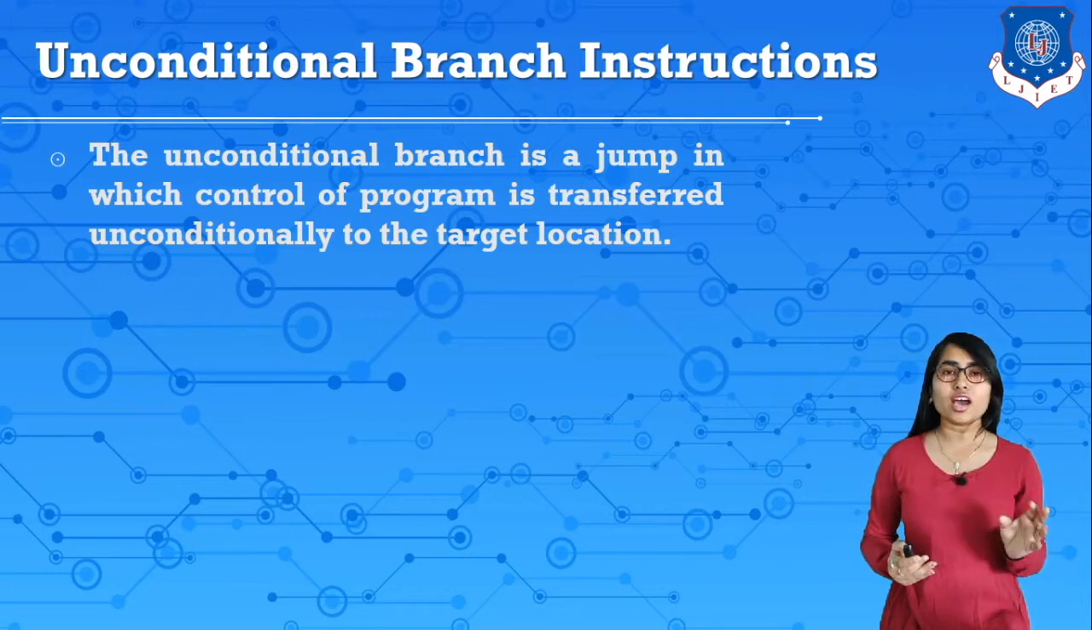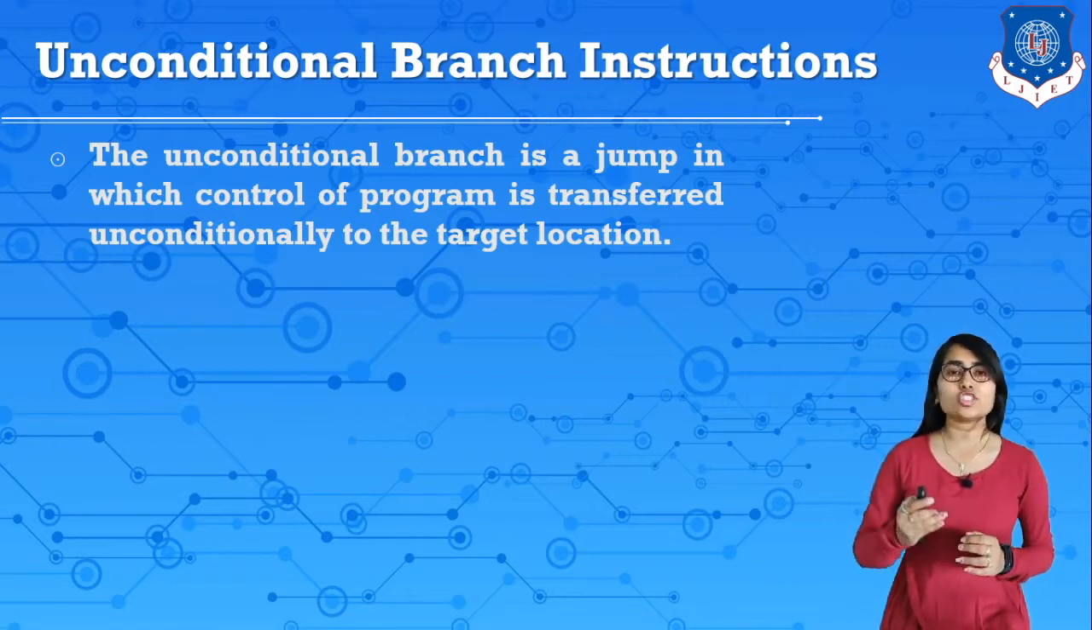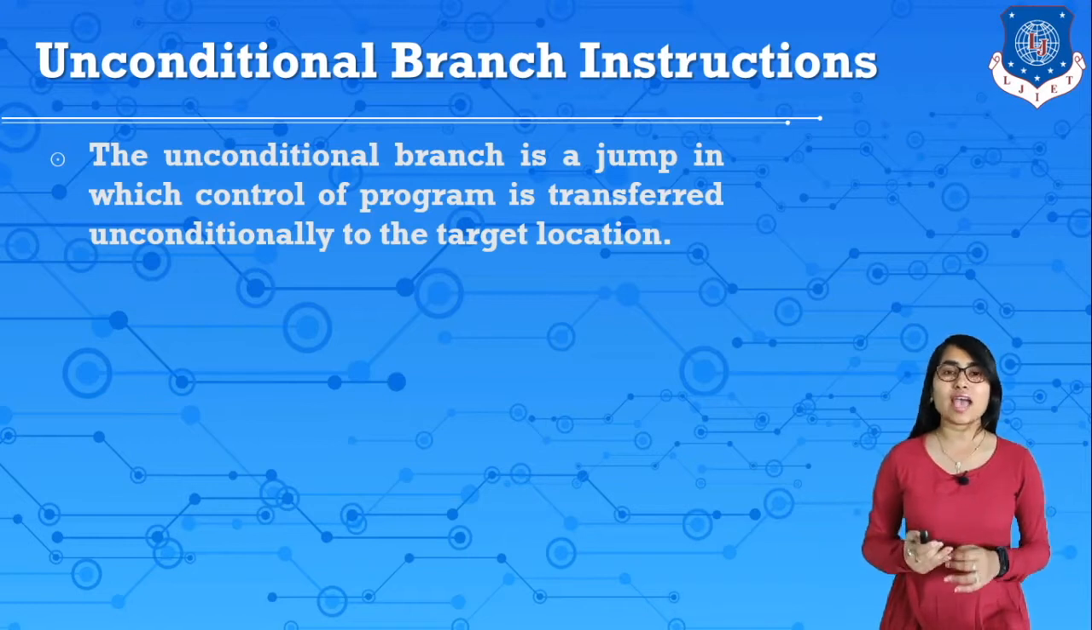So if we are executing some program and it has an unconditional branch instruction, then after that instruction the value of the program counter is stored elsewhere, and the program counter now holds the address of the target location. That means the address to which we are going to jump, the address at which some other program is stored.